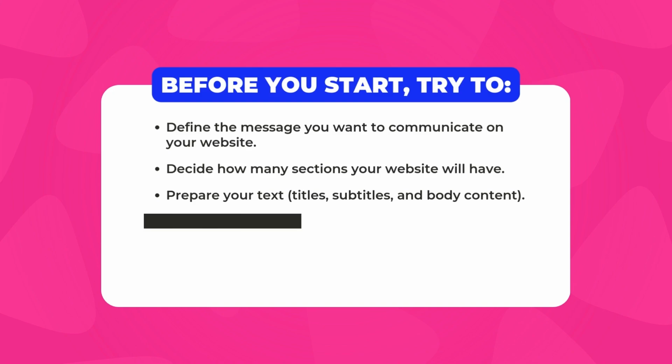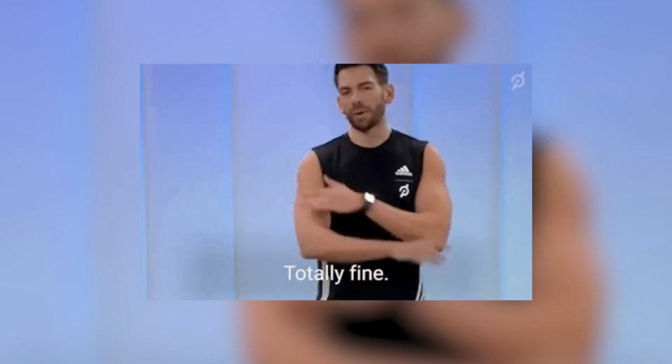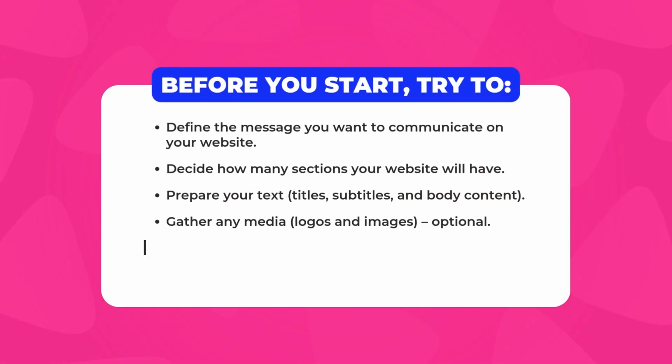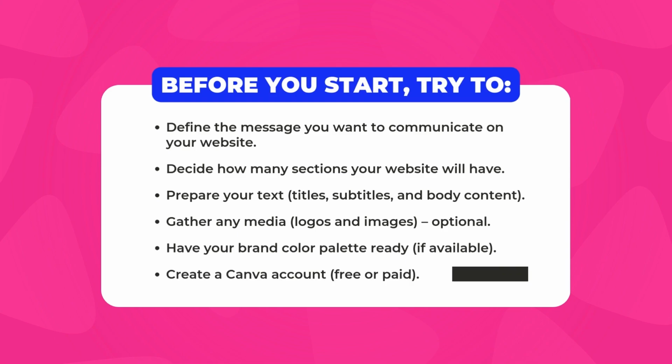On the other hand, I do recommend that you also have ready images that you know you are going to be using on your website. And that could be logos and images. But don't worry, I believe this is optional. It is important if you have them, but if you don't have them, it's okay. You can use the images available in the Canva library. Another tip that is going to save you a lot of time is to have a branded color palette at hand if you have it. And finally, to be able to build this kind of website, you will need a Canva account. It can be either a free account or a paid account.